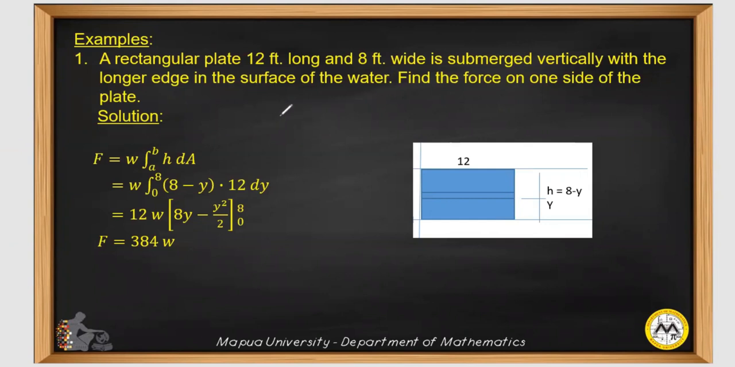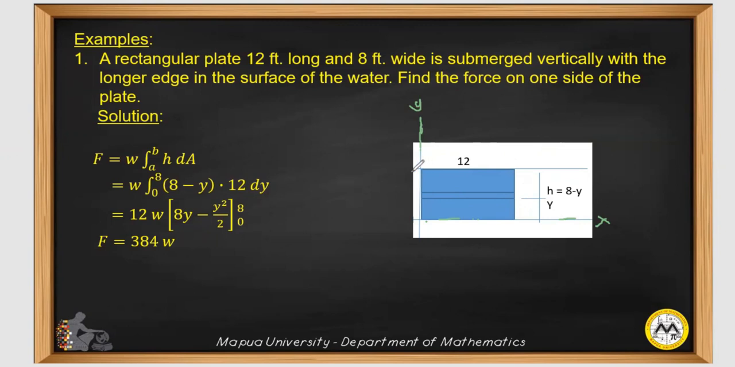And we will consider a rectangular plate 12 feet long and 8 feet wide that is submerged vertically with the longer side on the surface of the water. Find the force on one side of the plate. So we can let this vertical line be the y-axis for convenience, and let this be the x-axis, so that the vertical plate is in the first quadrant of the rectangular plane.